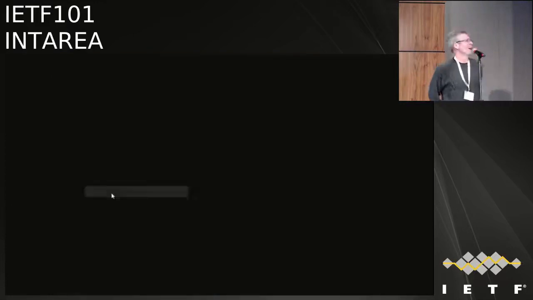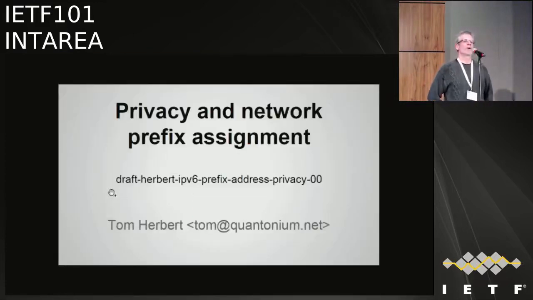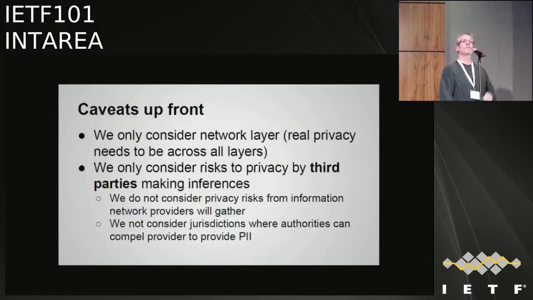Okay, one more. So this is kind of an offshoot of some of the things we've been looking at in ILA. And this is particularly looking at the privacy and prefix assignment. So I will give a few caveats up front, just to make it clear. This is only considering privacy at the networking layer, specifically in addressing. Privacy itself on the internet has to be considered at every layer. We know that this is considering one aspect of that.